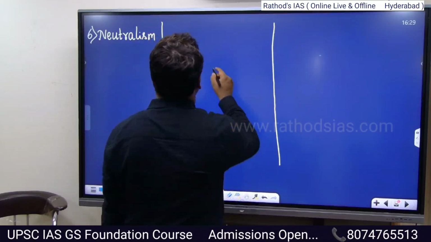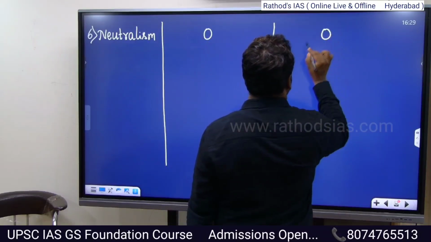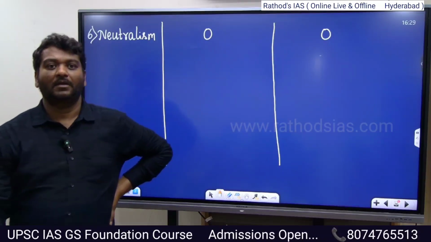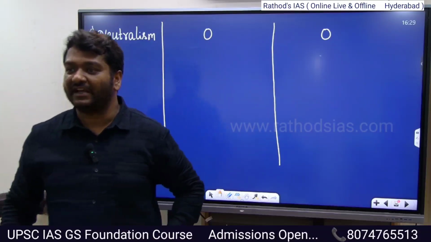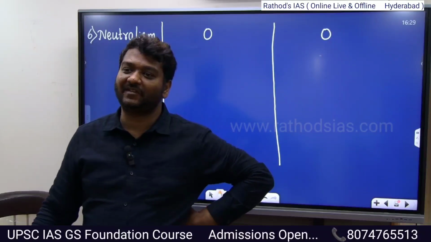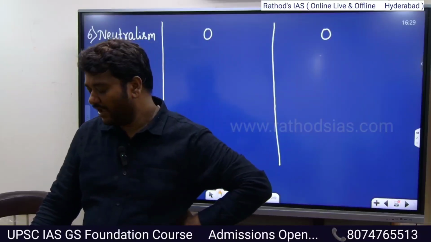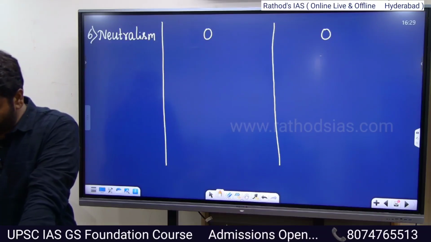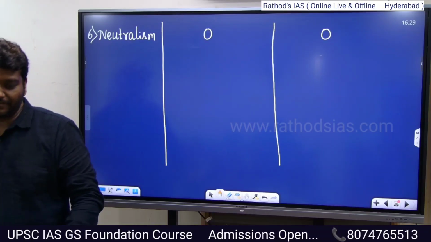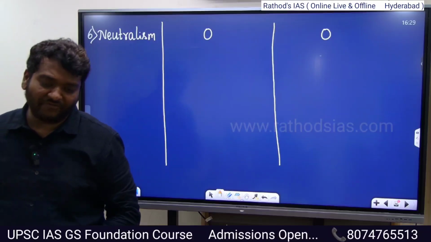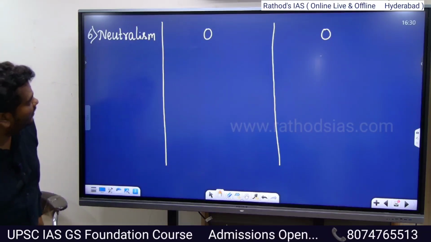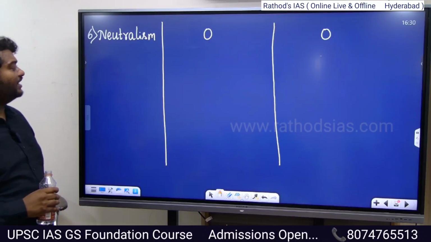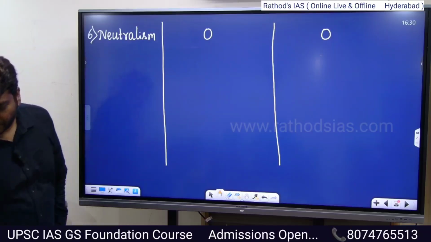Next, neutralism. Yes, neutralism means both are not affected. Lion and grass. Okay, grass is also safe, lion is also safe. That is called as what? Neutralism. You write: when both the species are unaffected, even when there is interaction, then it is neutralism.